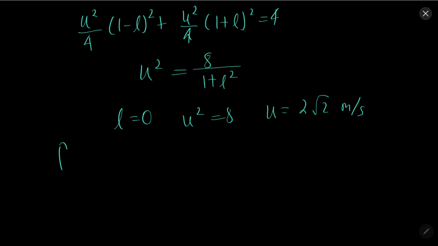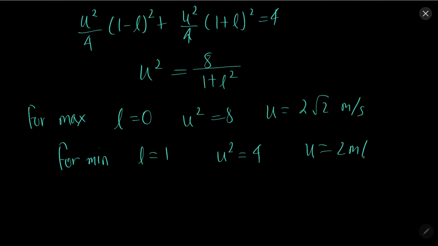This is for max value, and for minimum value e equal to 1, u square equal to 4, u equal to 2 meters per second.